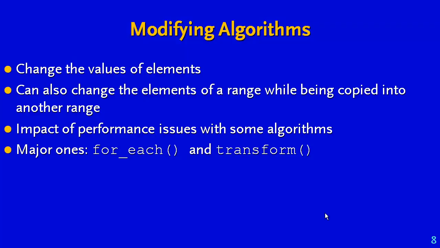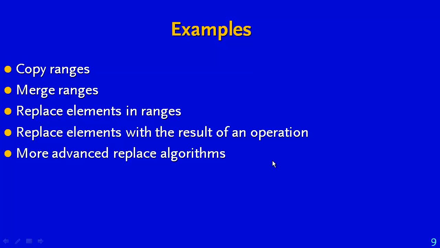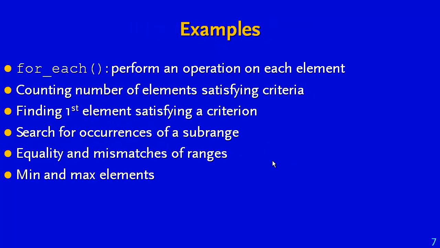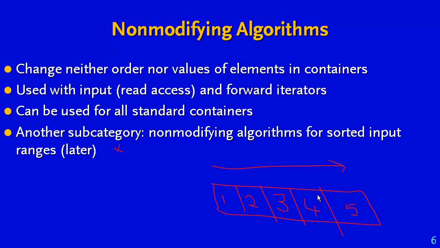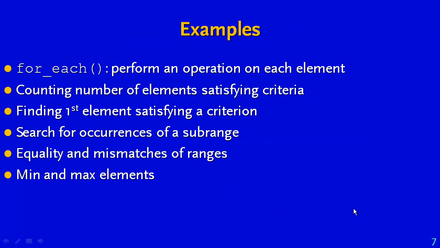The second category are the modifying algorithms. These actually change the values of elements. You can actually copy one range of a container to another container, and at the same time change the elements of the range. And the major ones are for each, so you can use the for each again to modify your values, and the transform algorithm we'll talk about later. So we can copy ranges, one range into another range. We can merge ranges. We can replace elements in ranges. So just to keep it a little bit practical at the moment, I can replace all occurrences of 5 by 20 or something. So it actually iterates and changes things.